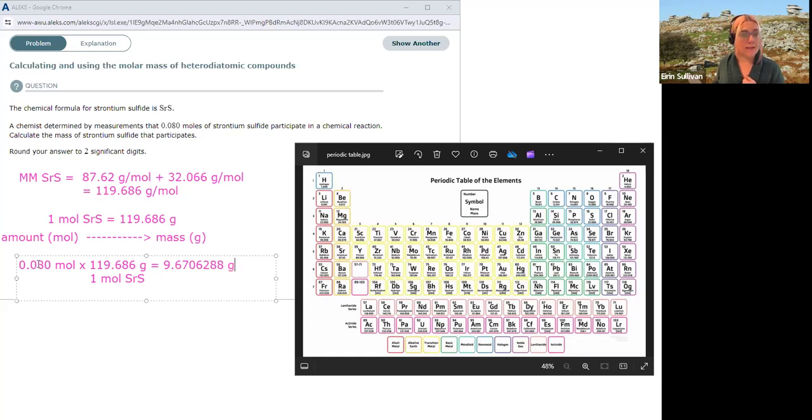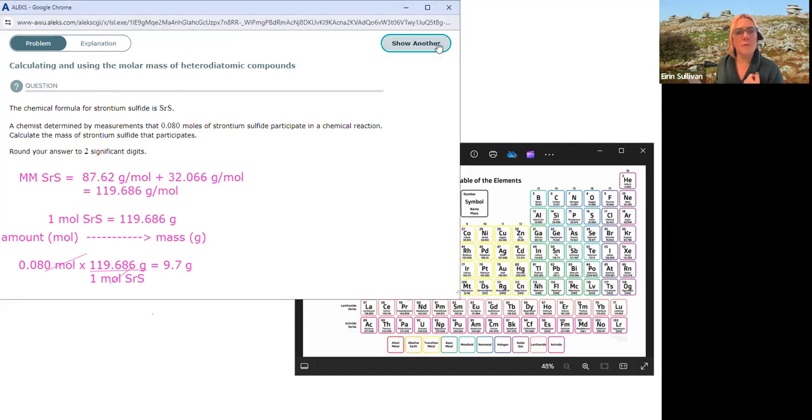Now this 0.080 moles is to 2 significant digits, right? Because the leading zeros don't count. So I'm going to round to 2 significant digits, so that's going to round up to 9.7. 9.7 grams. So let me just draw that little line on there for my unit conversion factor and show you that moles will cancel out, leaving me with my final units as mass in grams.